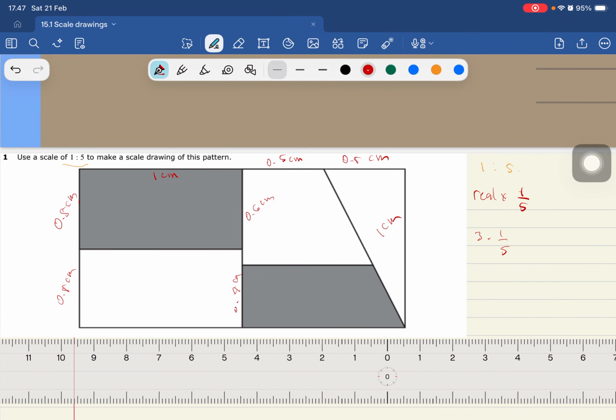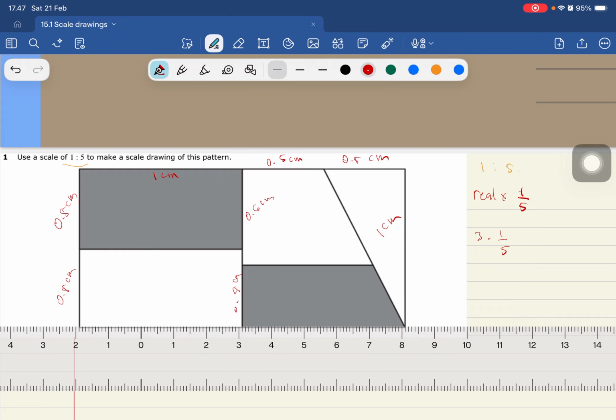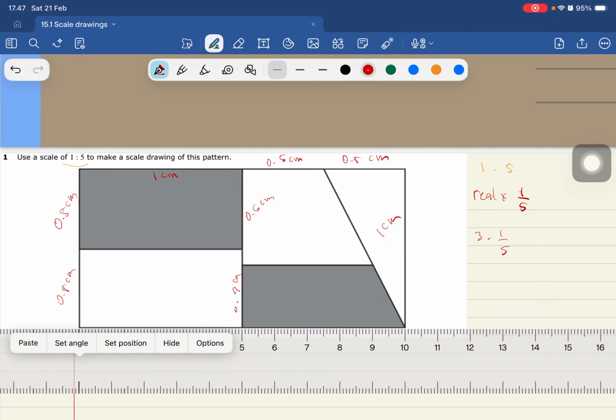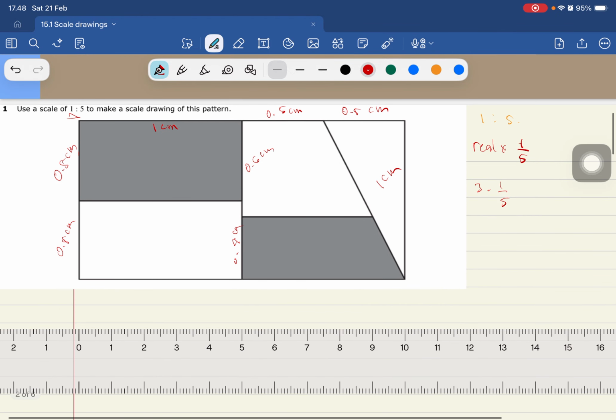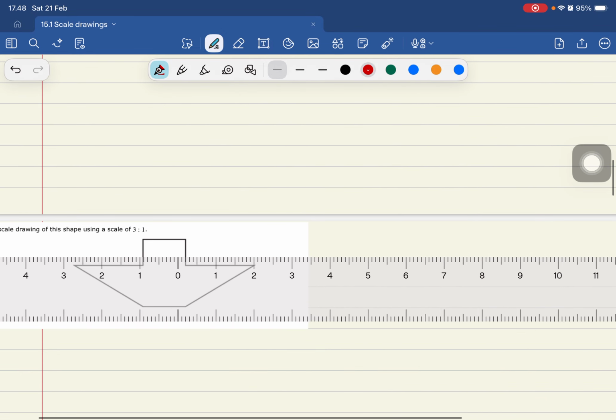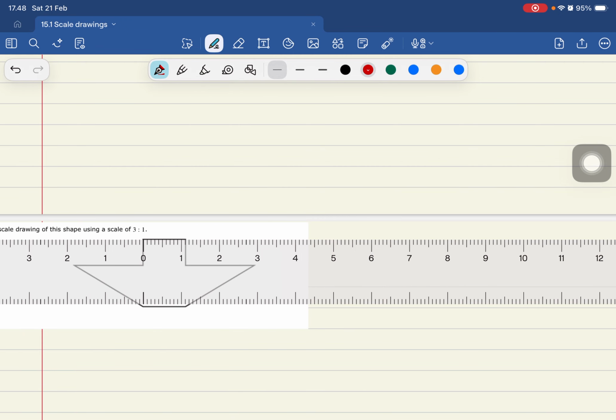So this depends on the size. If in real life this is 5 centimeter, because the scale is 1 to 5, 1 is in the scale drawing and 5 is in the real life. So we can just divide by 5 or multiply by 1 over 5. Continue with number 2.